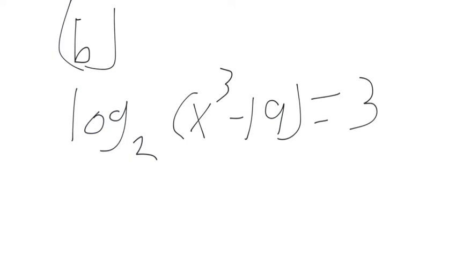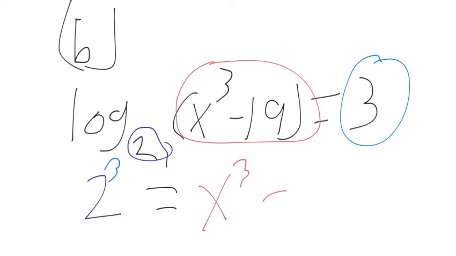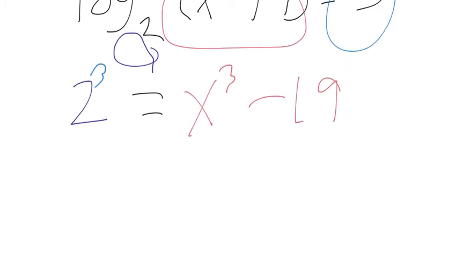Alright, for part B, log base 2 of x to the 3rd minus 19 equals 3. Again, since we have a logarithmic equation, let's change it to an exponential. Your base of your exponent would be the same as the base of your logarithm, so it would be 2 raised to a power of 3 equals the stuff on the inside, x to the 3rd minus 19. So now we have the x out of the logarithm.